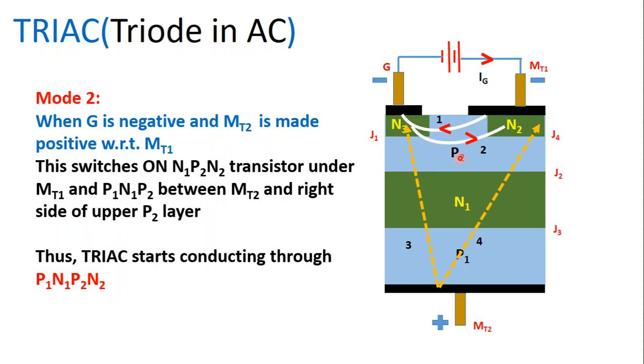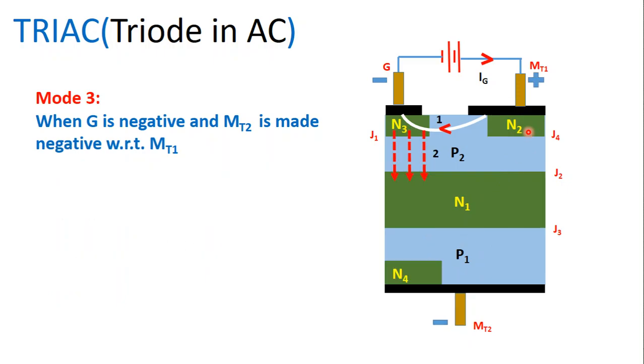As soon as this transistor structure gets turned on, this transistor structure will also turn on, because collector current will flow and collector current will switch on this transistor structure, that is the P1 N1 P2 transistor structure. So our final conduction will be from the MT2 terminal to the MT1 terminal through the P1 N1 P2 N2 structure of the triac. So this is the mode 2 operation.